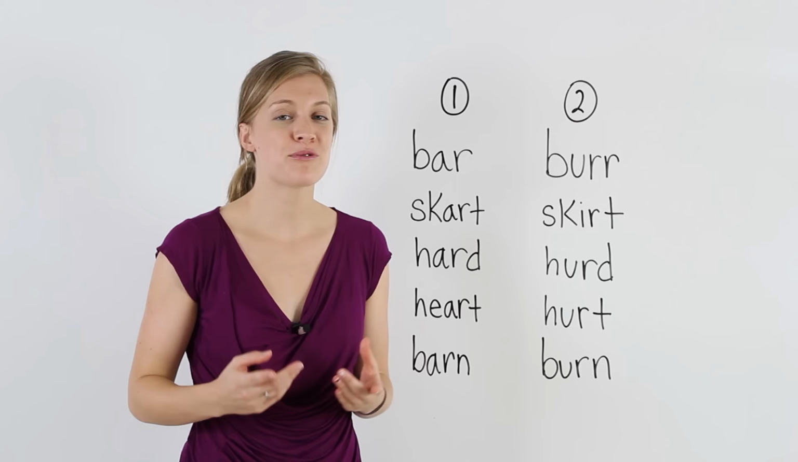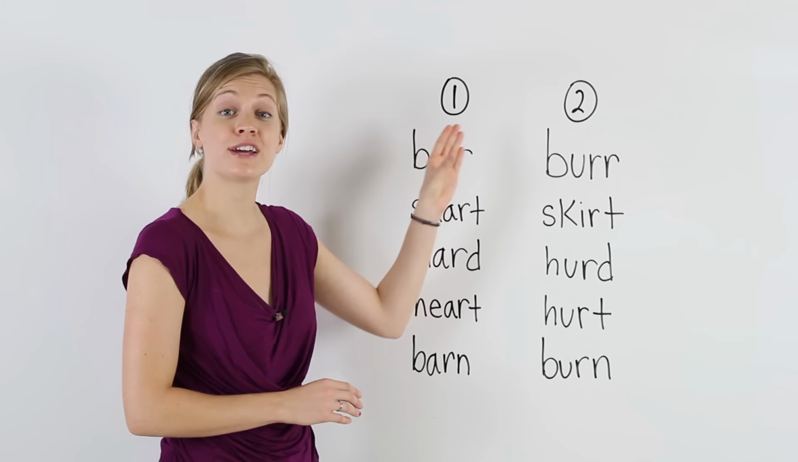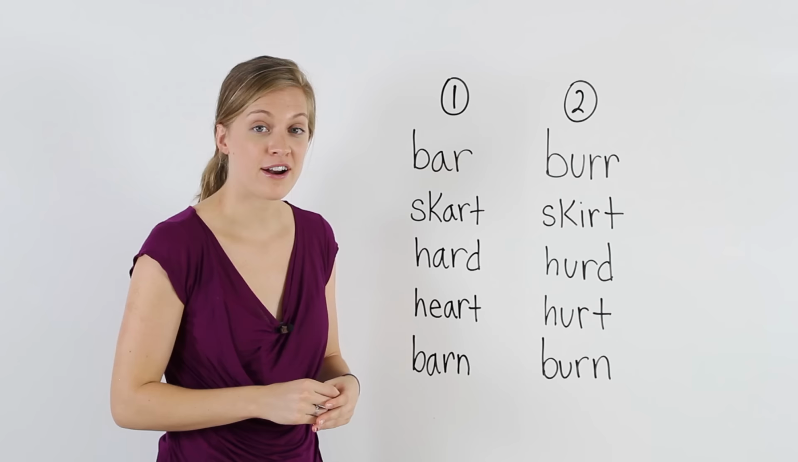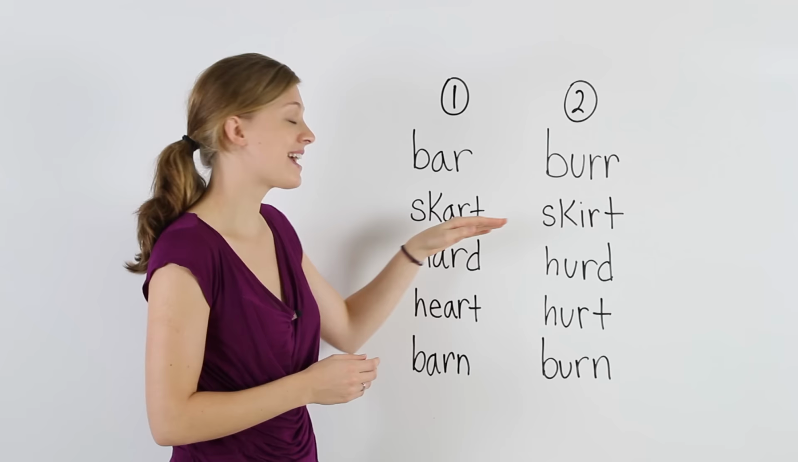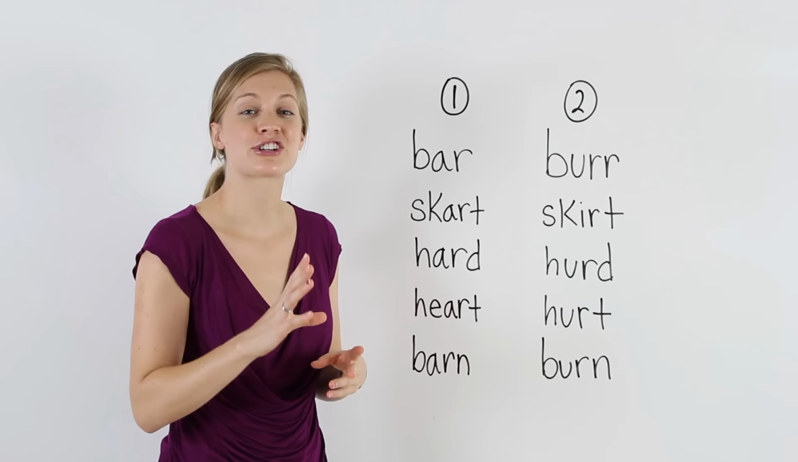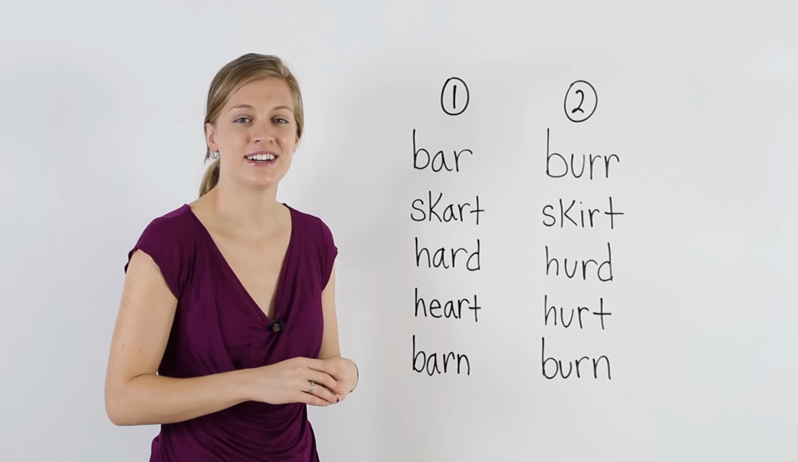Our first set of words are bar and burr. Listen carefully. Bar. I bet you chose bar. Next, we have the words skirt and skirt. Listen carefully. Skirt. I bet that you chose the answer, skirt.